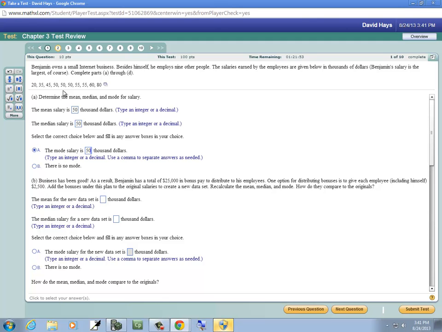Okay, we're adding $2,500. The original one is in thousands of dollars, so like this 35 here, thousands of dollars. That'd be 35,000.